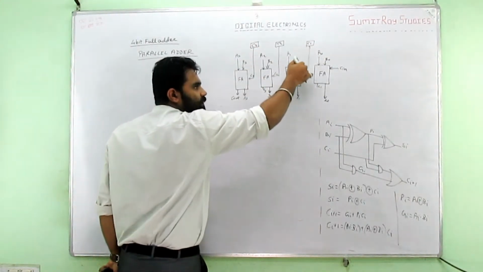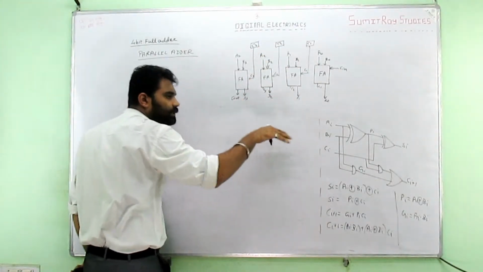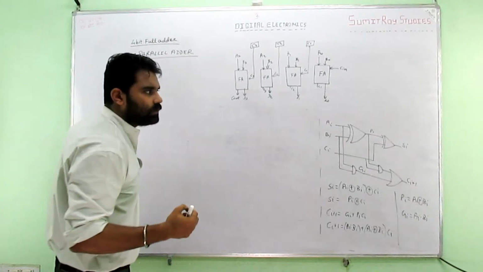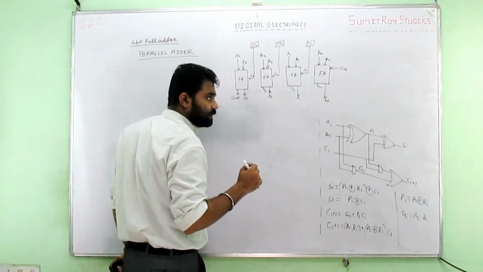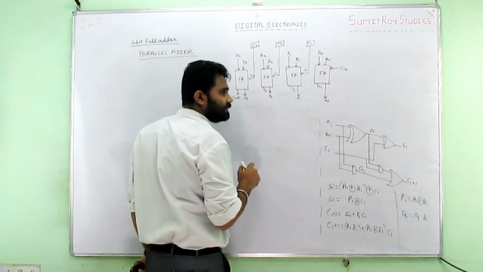So now at an instant, all three inputs are available. This is also having all three inputs. This is also having all three inputs. So at an instant, it can give the output. So that is the biggest asset in parallel adder. So now the question arises, how can we generate this C1?